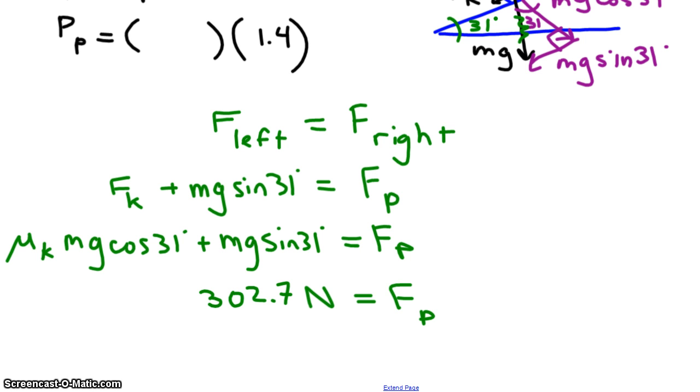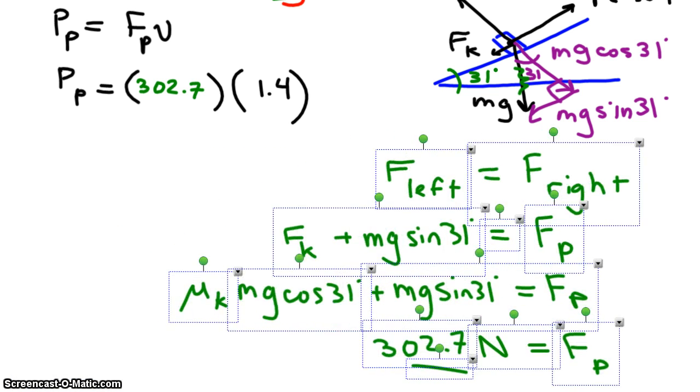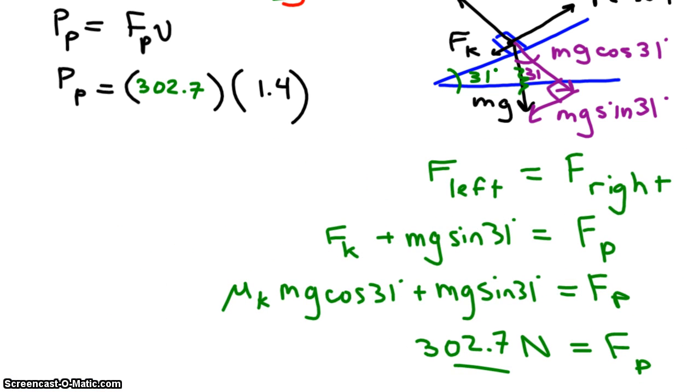Wait, why? It's such a long problem, right? Why do we find the person's force? Aha, yes. Because we needed to write it down right here. We were waiting to find the person's force so that we could solve for our unknown, the power. So instead of those dots, you put this value, 302.7. Okay. And with one more simple calculation, we can solve for the power developed by the person, or the power delivered by the person. There's a couple good ways to phrase power.